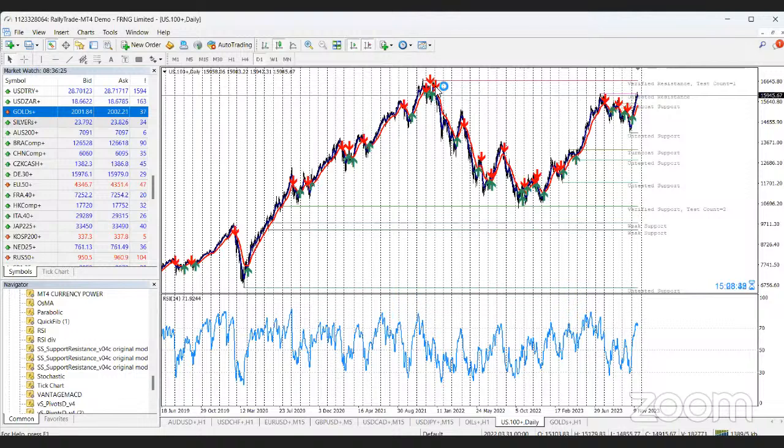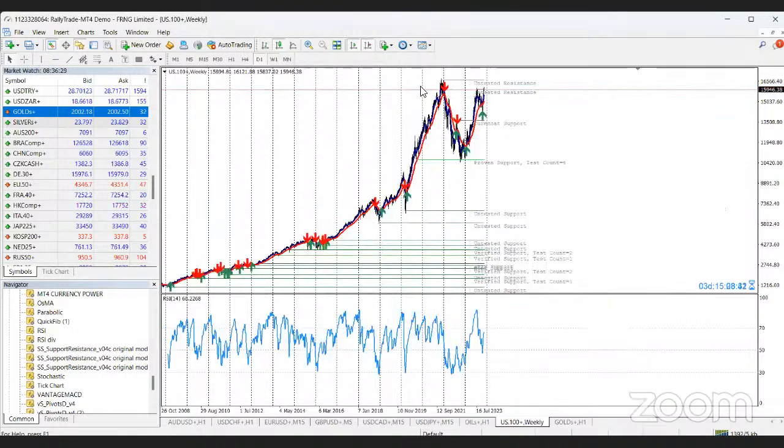You can see the all-time high here, and it's looking like it wants to break it. This is on the daily time frame. Even on the weekly time frame, you can see it's heading back to its all-time high, which it did about 2 years ago. That was 2021.